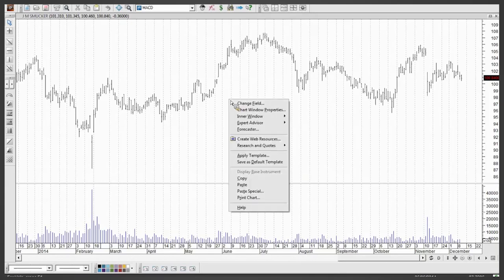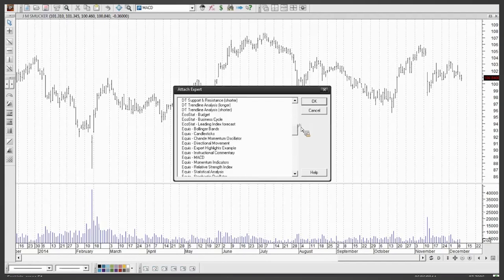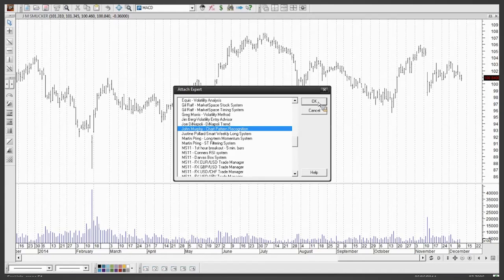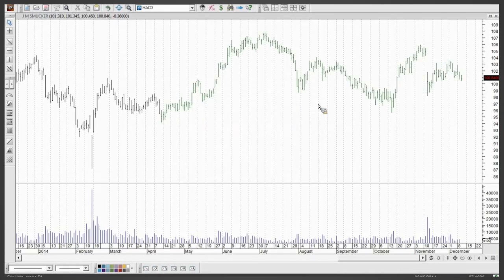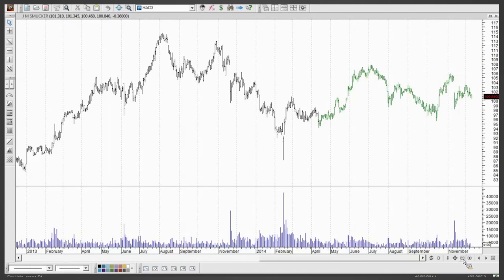So what we're going to do is we're going to go ahead and right-click on the chart, go down to Expert Advisor. We're going to attach an Expert Advisor, and we're going to scroll down here to John Murphy Chart Pattern Recognition. Go ahead and hit OK. And as you can see, the symmetrical triangle is a green color. Can you guys see that okay?